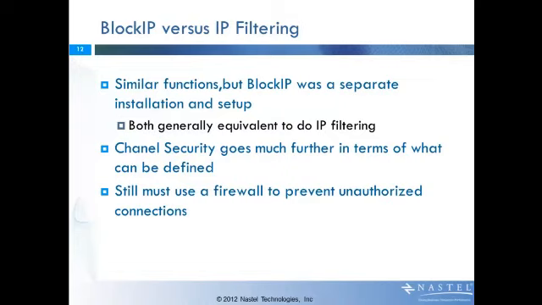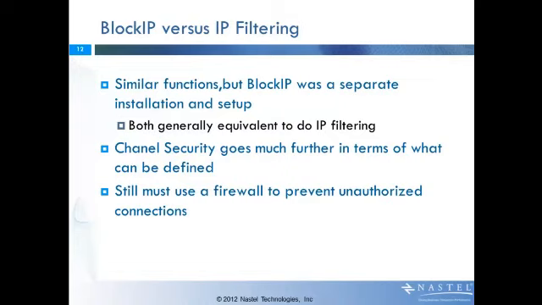One question that comes up is the difference between block IP, which has been available for a while, and IP filtering that we've just talked about. The first answer is that they are similar. They're both trying to basically block access to the queue manager. The difference is that block IP was a separate installation. It required its own setup, and the IP channel security that we're talking about now is part of MQ itself.